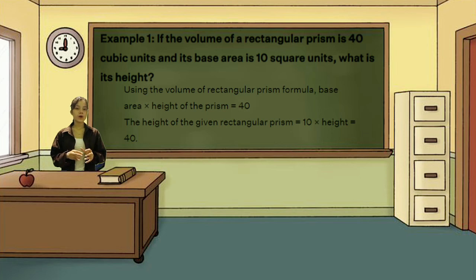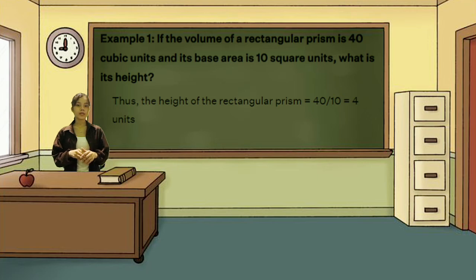So using the volume of a rectangular prism formula, base area times height of the prism is equal to 40, as the problem said. So 10 times height is equal to 40. Thus, the height of the rectangular prism is equal to 40 divided by 10, which is equal to 4 units. So the answer is 4 units. The height of the rectangular prism is 4 units.